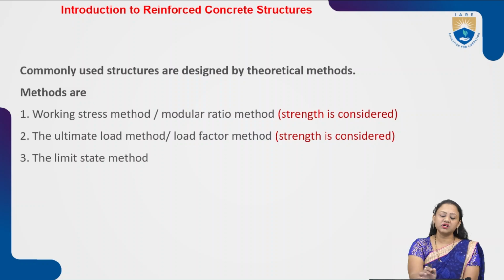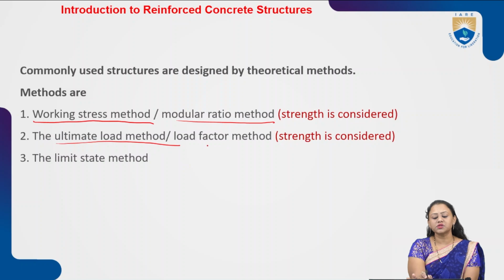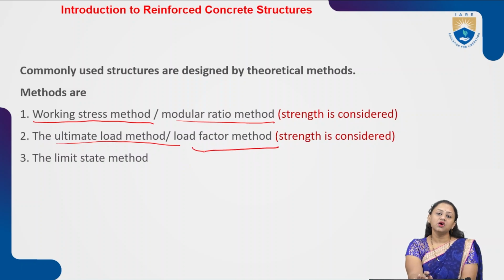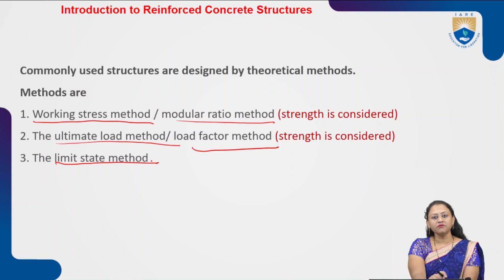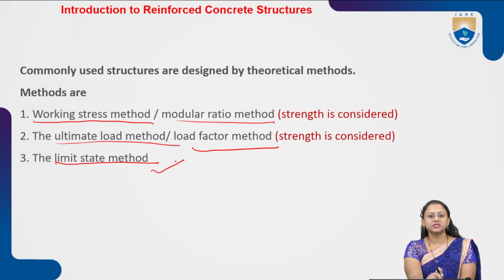And what are the methods? The first one is the working stress method, also called the modular ratio method. And the second one is the ultimate load method, also known as the load factor method. These are the old methods of construction which are now upgraded to the limit state method of design. Currently in India, we are practicing the limit state method of design. The working stress method and the ultimate load method are obsolete.